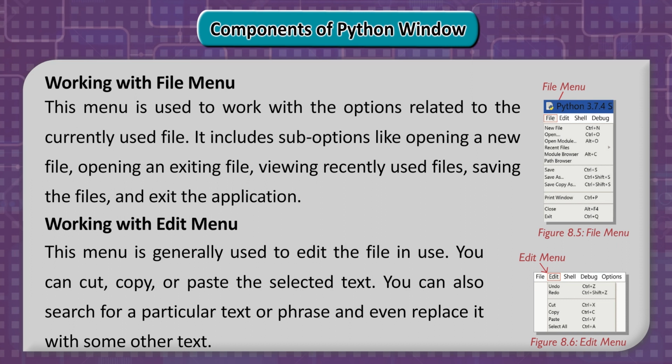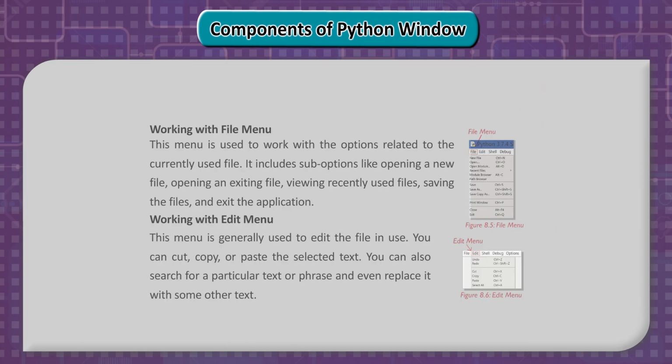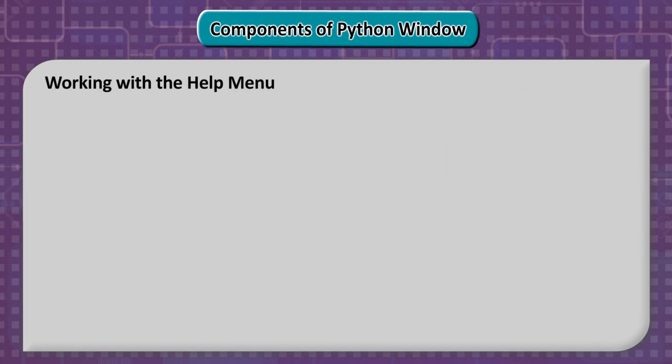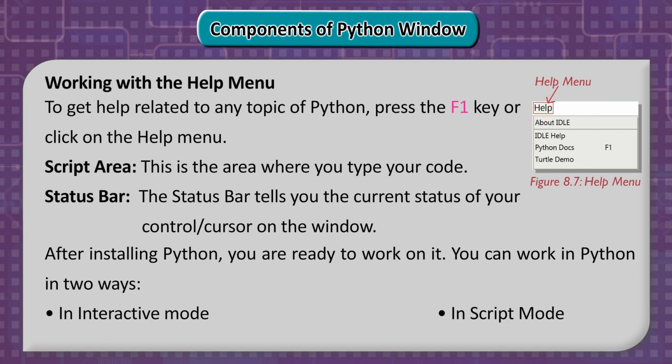Working with Edit menu. This menu is generally used to edit the file in use. You can cut, copy, or paste the selected text. You can also search for a particular text or phrase and even replace it with some other text. Working with the Help menu. To get help related to any topic of Python, press the F1 key or click on the Help menu.